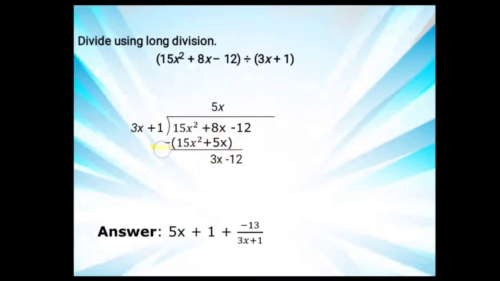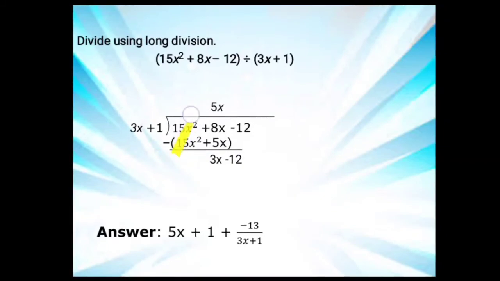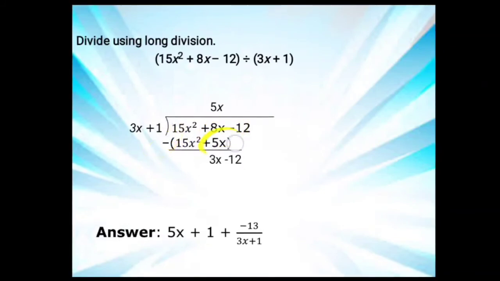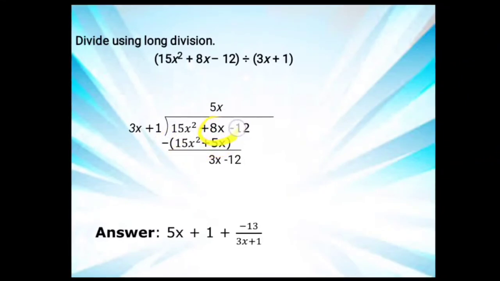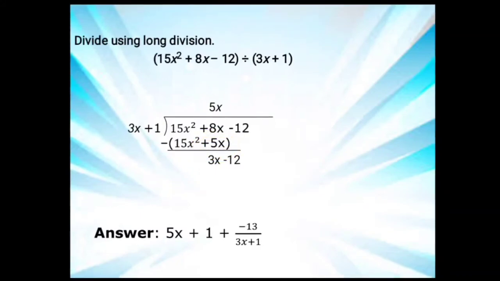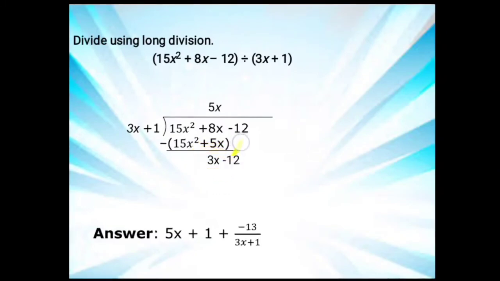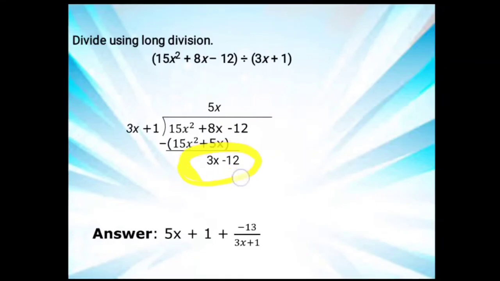Then proceed to subtraction. 15x squared minus 15x squared is 0. Then 8x minus 5x. Keep, change: 8x plus negative 5x. Therefore, we subtract them based on the rule of addition. So 8x plus negative 5x is positive 3x. Then bring down negative 12. So we will be having 3x minus 12.